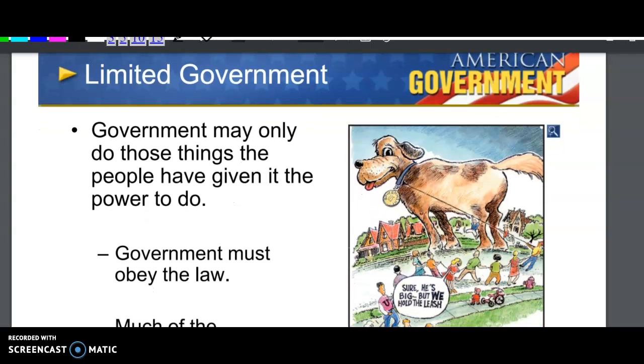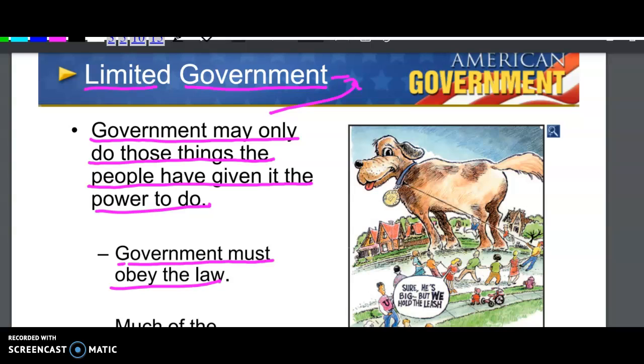All right, the next basic principle of the Constitution is limited government. So that's going to be your next heading. What is the definition of limited government? You can even come here and write the definition over here. Limited government means that government may only do those things the people have given it the power to do. That's what limited government means. So the government must obey the law. No one's above the law. The government must obey the laws of the land.